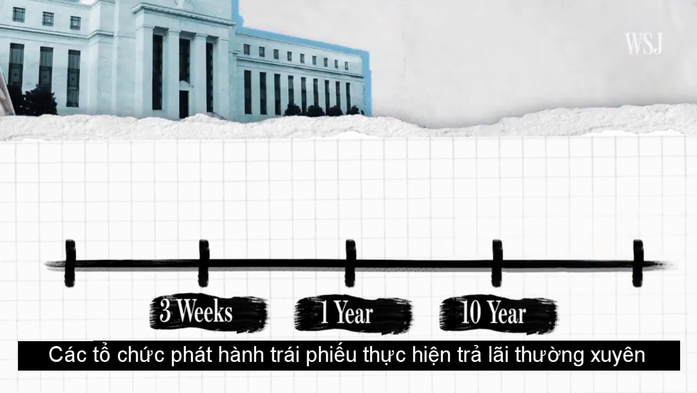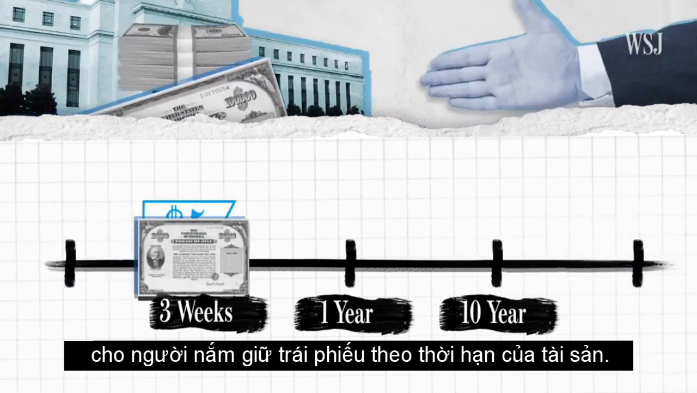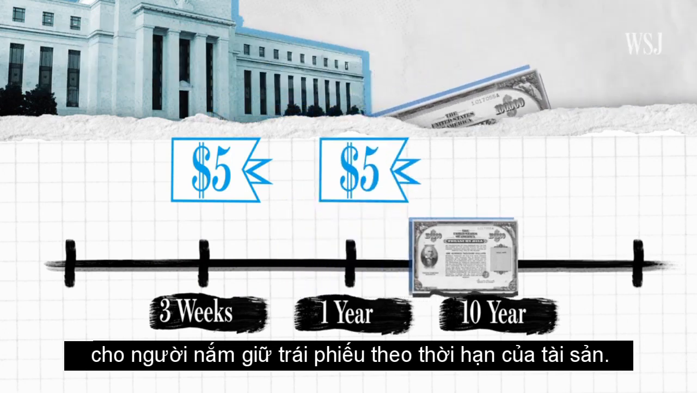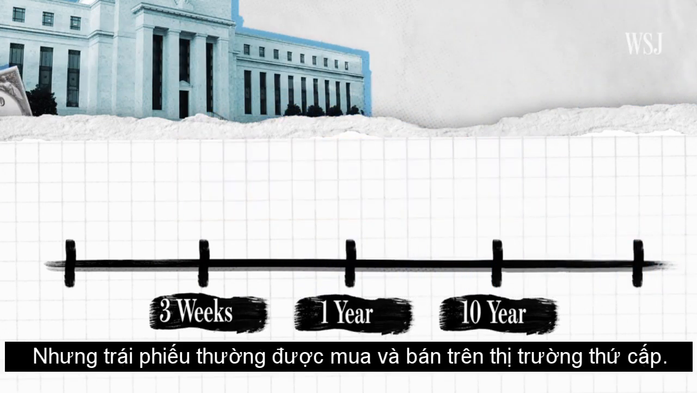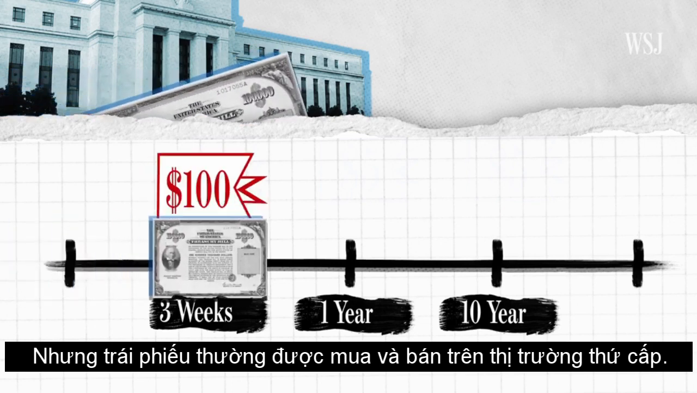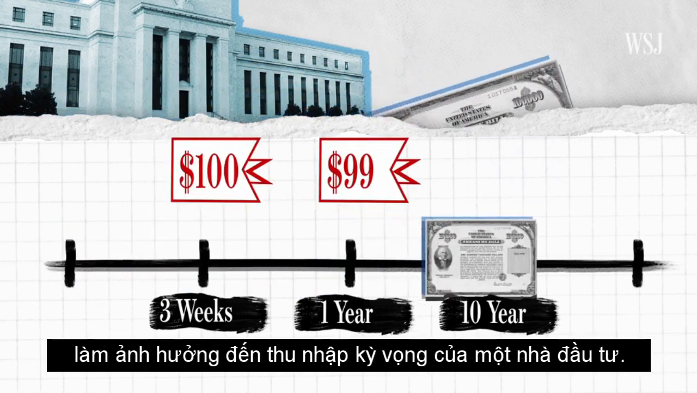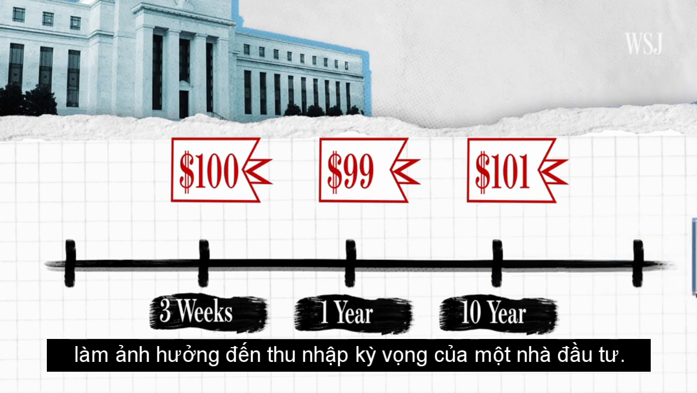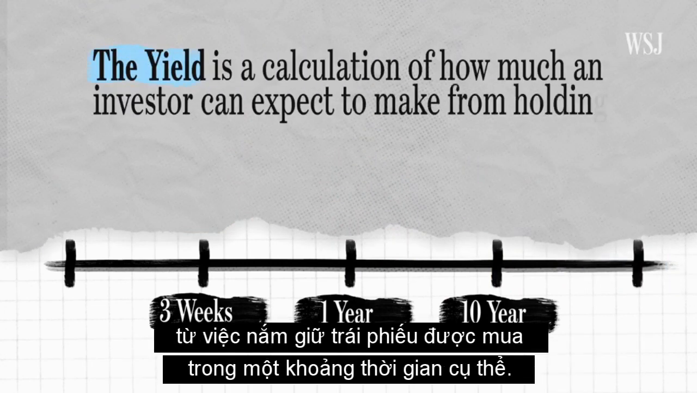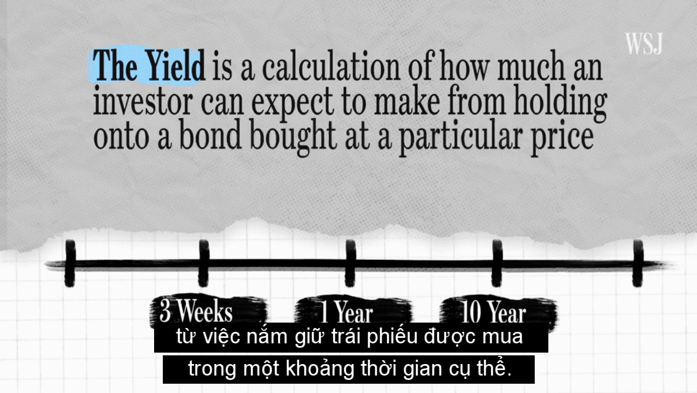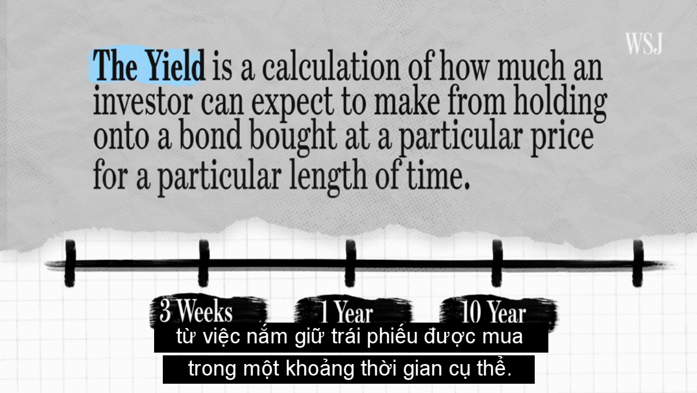Bond issuers make regular interest payments to bond holders over the asset's lifespan. This is known as the coupon rate. But bonds are often bought and sold on the secondary market. Their prices fluctuate, which affects what an investor can expect to earn. The yield is a calculation of how much an investor can expect to make from holding onto a bond bought at a particular price for a particular length of time.